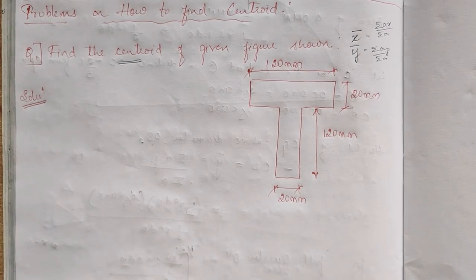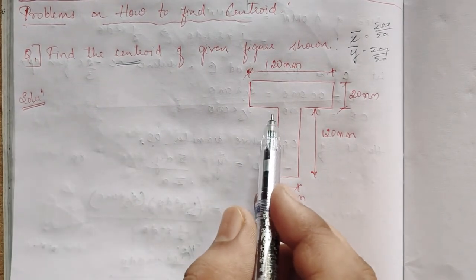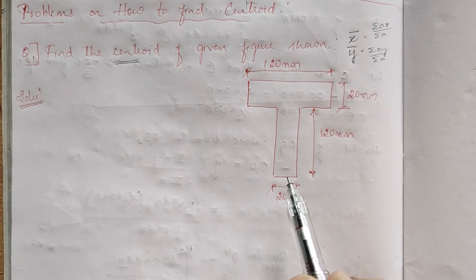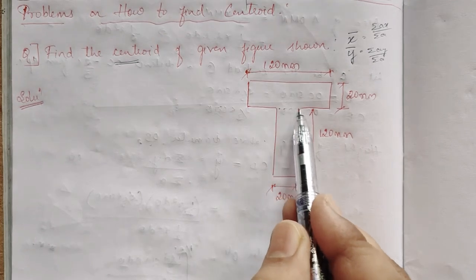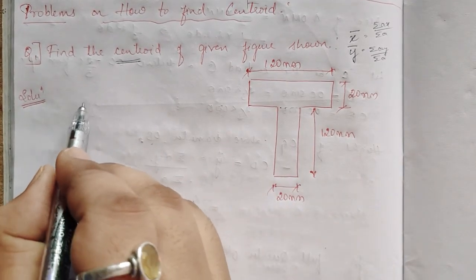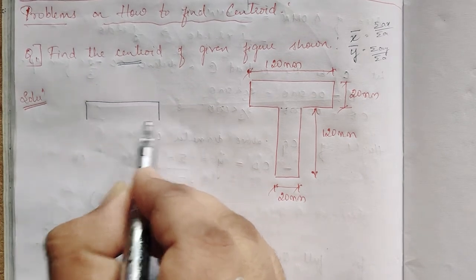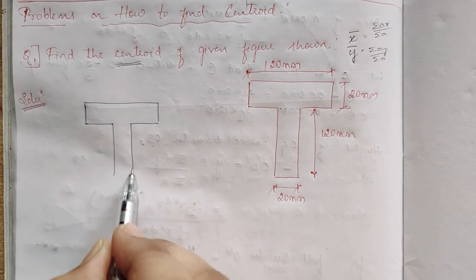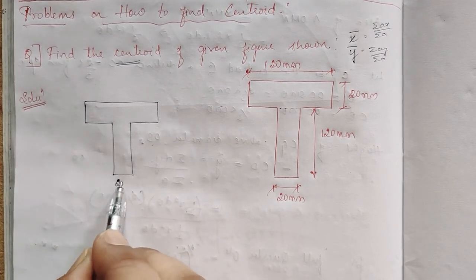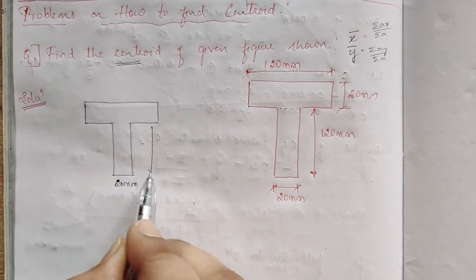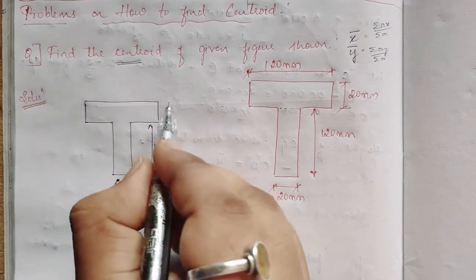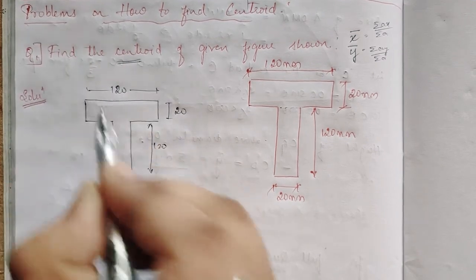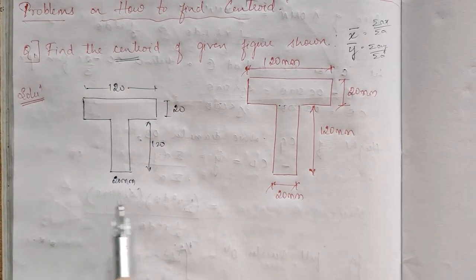Now see the question. What we have to do is divide this figure into the possible number of simple or regular units which we know. So I'll write down the figure again. See here. This is 20 mm, this is 120 mm, this is 20, and this is 120.